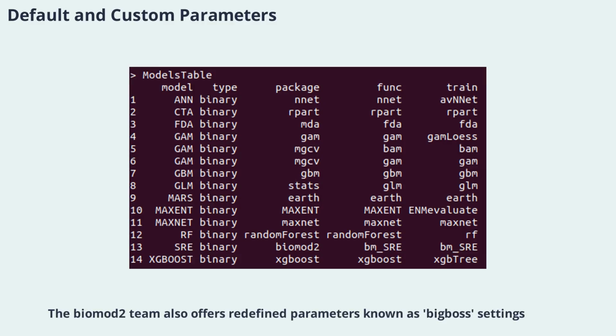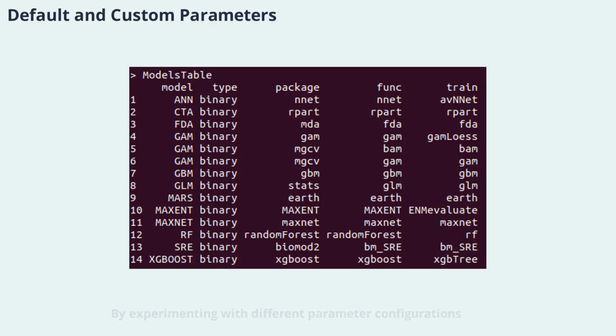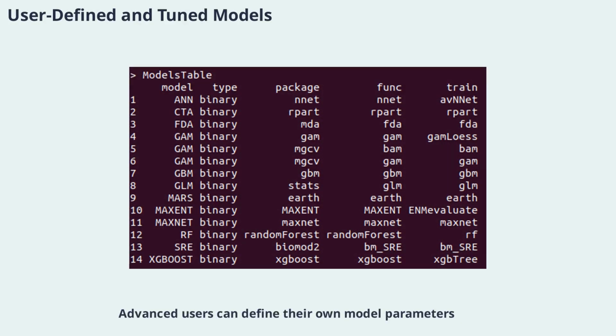The Biomod 2 team also offers predefined parameters, known as Big Boss settings, which are optimized for common modeling scenarios. By experimenting with different parameter configurations, researchers can identify the best setup for their model. Advanced users can define their own model parameters, tailoring the modeling process to their unique needs. For example, neural network settings like size, decay, and maximum iterations can be specified directly.